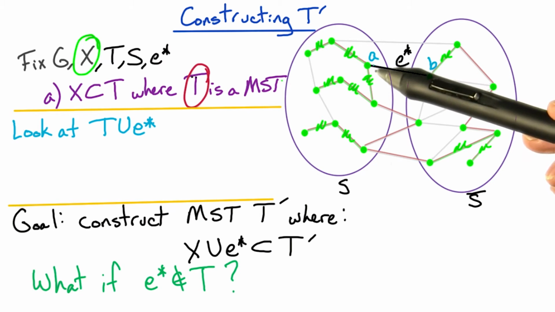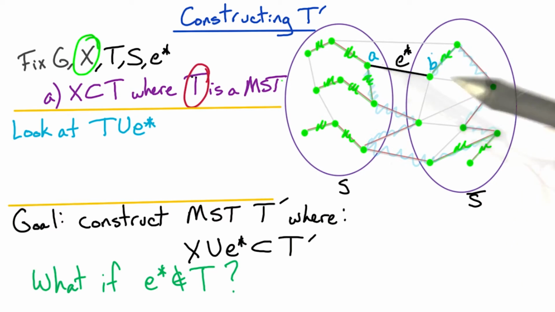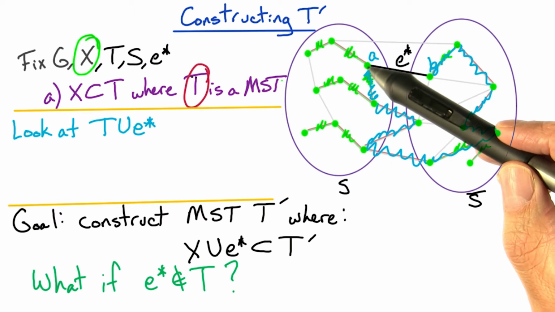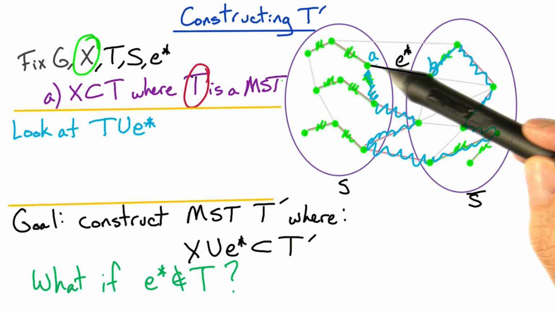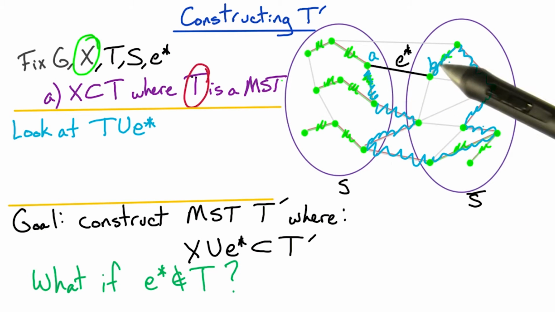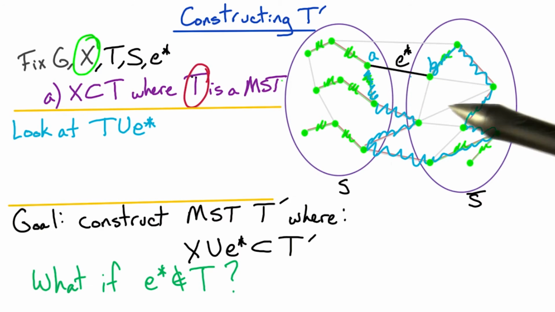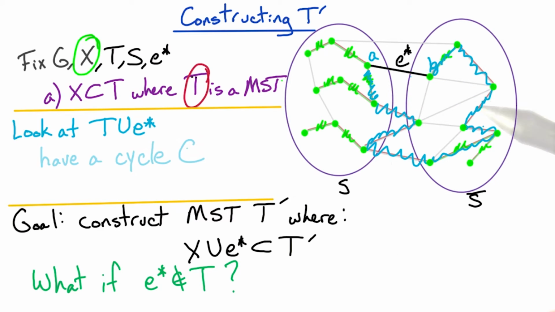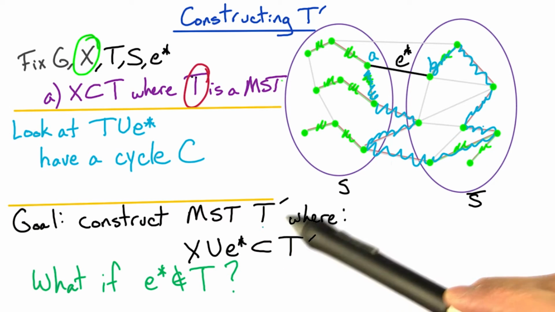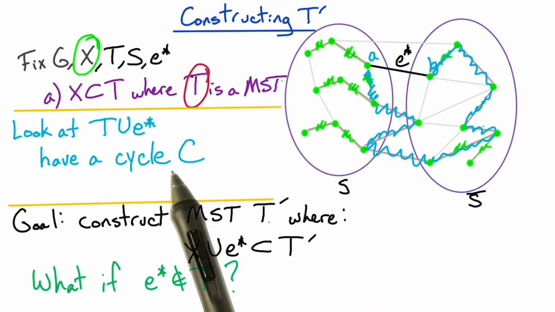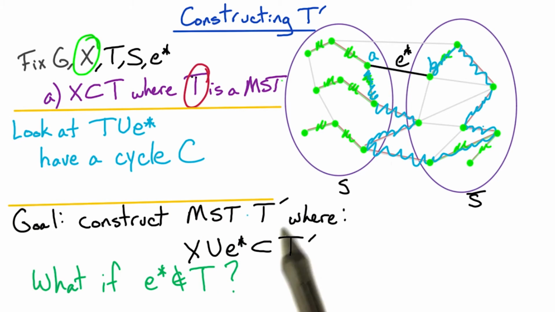Now this tree contains another path between A and B. The path between A and B in the tree T goes along here, along the blue edges. And then when we add in this edge E star, we get a cycle containing edge E star. Let's call this cycle C. Now I want to drop an edge from this cycle in order to make a tree T prime. Now we'll show that we can drop any edge from this cycle and we'll have a tree T prime.